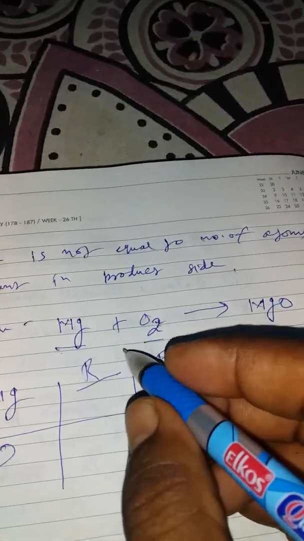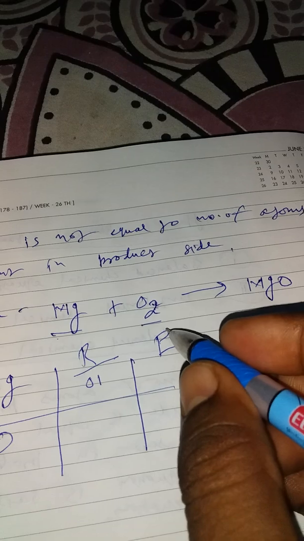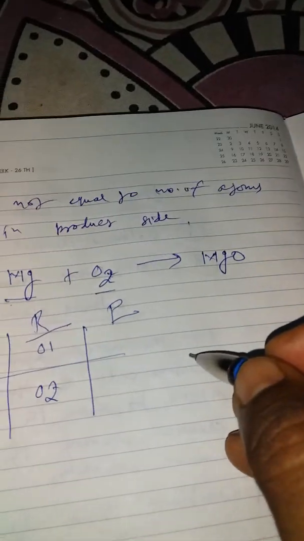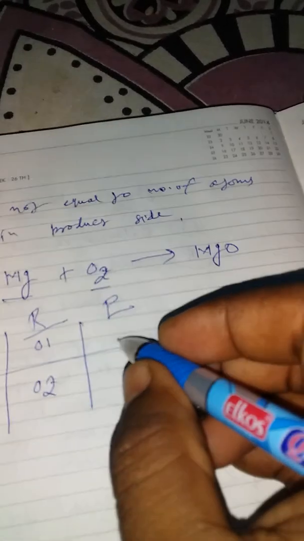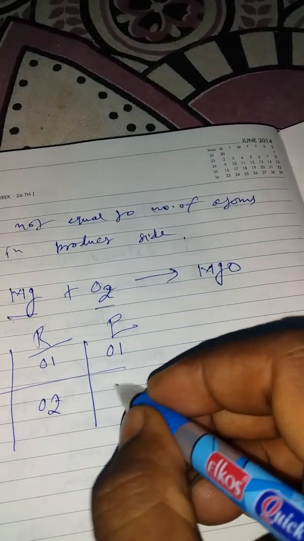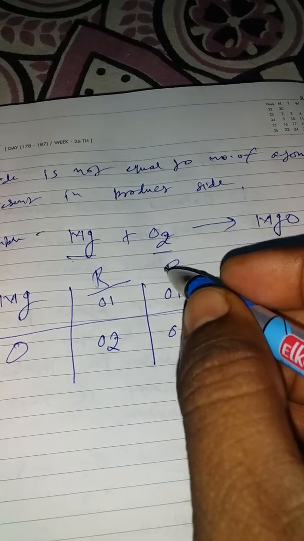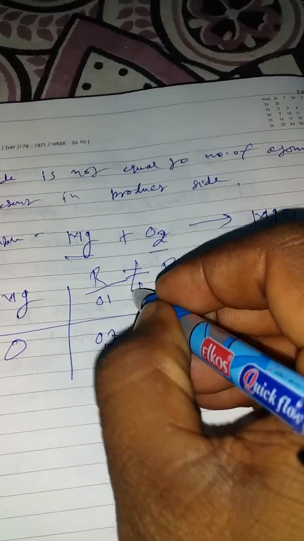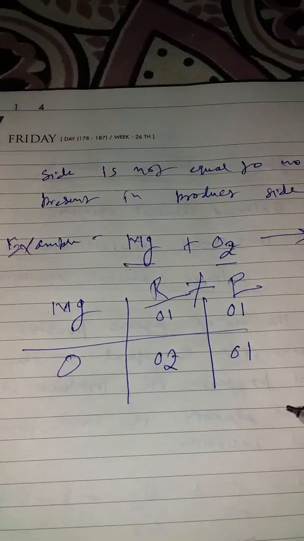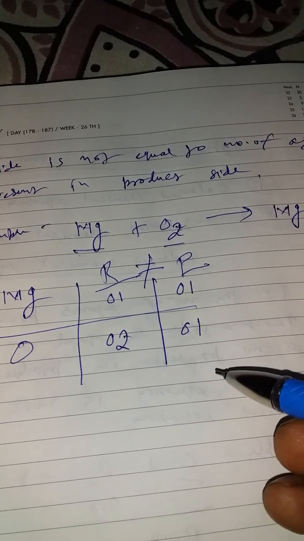The number of atoms of magnesium in the reactant side is 1, and the number of atoms of oxygen in the reactant side is 2. While the number of atoms present in the product side in magnesium oxide is Mg 1 and oxygen is 1. So we see that the number of atoms present in the reactant side is not equal to the number of atoms present in the product side. That's why we say that this chemical equation is an unbalanced chemical equation.